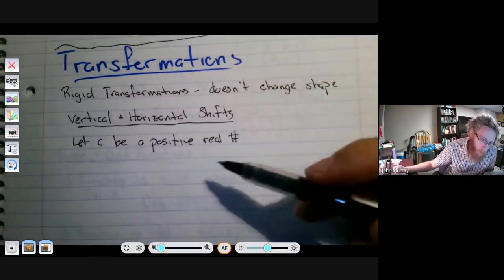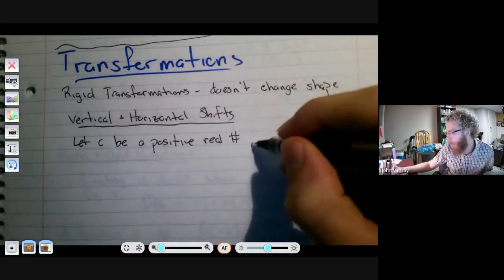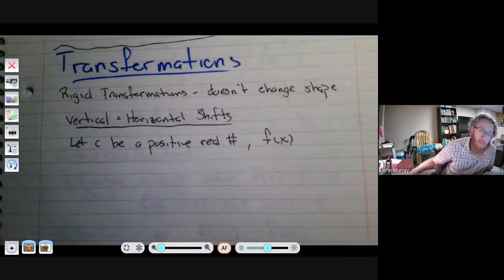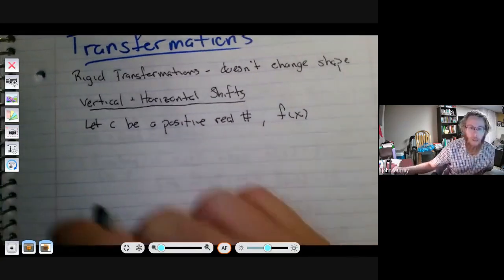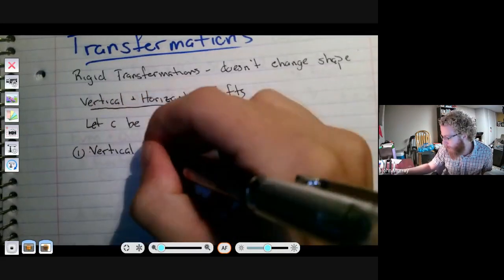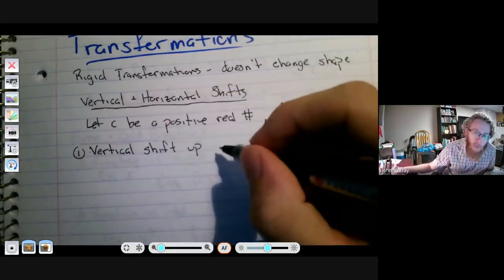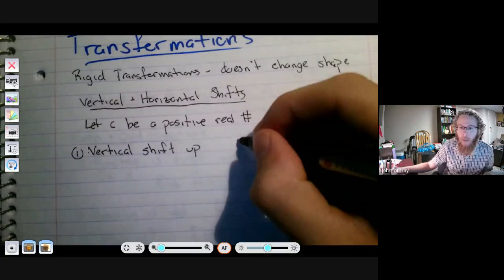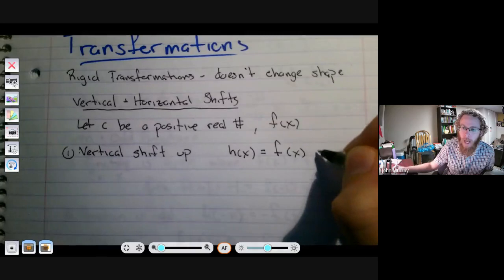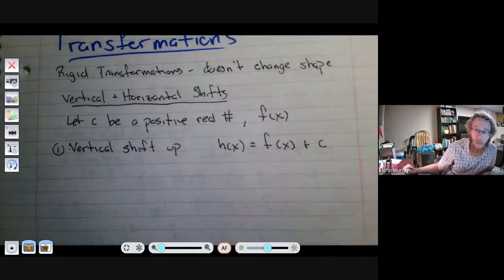We're going to have some number c. It's going to be a positive real number. Okay, and then we have our function f of x, right? So I'm not defining what the function is. I'm saying this applies to all functions. Okay, so first, if I want to shift my function up, my new equation is going to be h of x. I'm going to take f of x, and on the outside of the function, I'm going to add that number. So plus c on the outside.